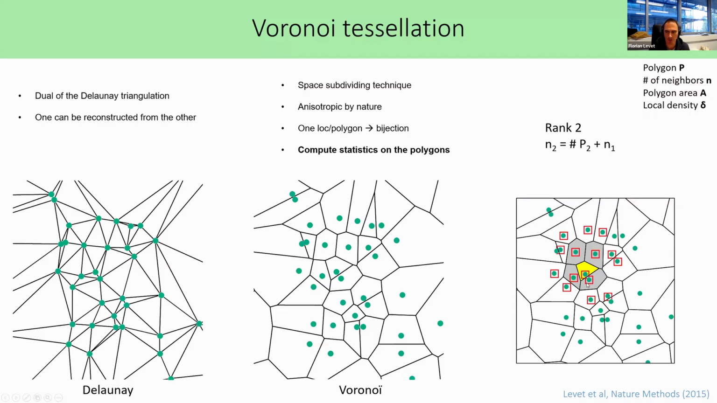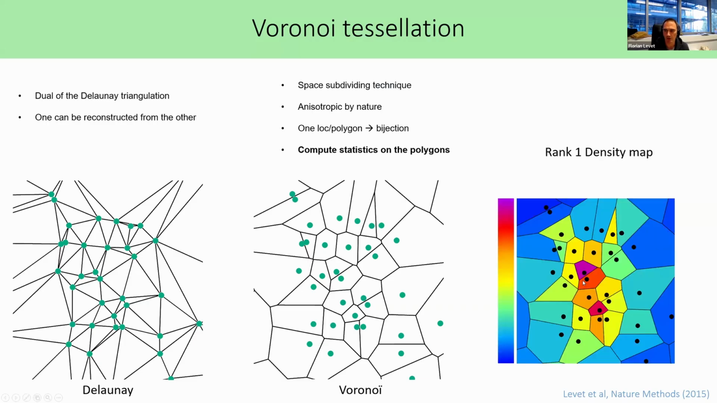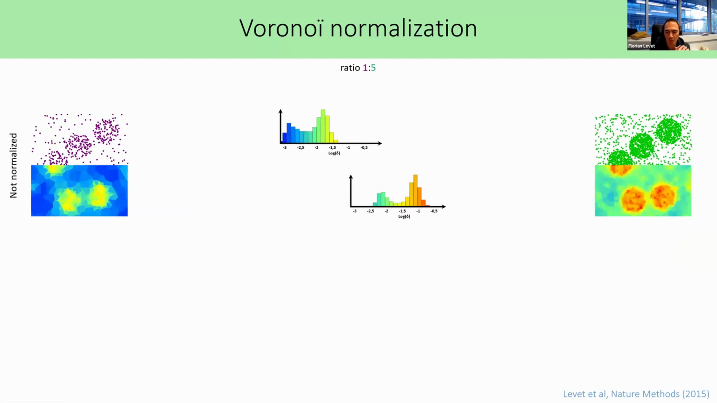And then you can go to the rank 2, compute exactly the same features, and you can go to the rank K. In our case, we are usually using the rank 1 because it kind of smooths a little with respect to the rank 0, and it's easier to segment. And in this case here, I have colored the different polygons with respect to the local density that was computed at rank 1. And one thing that is really interesting with the Voronoi diagram is that you can do a kind of Voronoi normalization. So it's not a mathematical normalization, but it's a normalization that is accepted in the field of people that are using Voronoi diagrams.